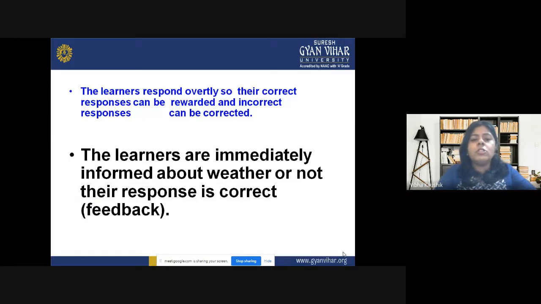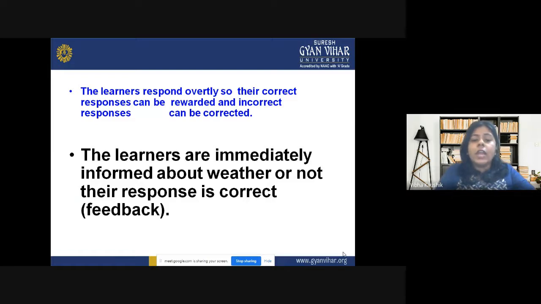The learner responds overtly, so their correct responses can be rewarded and incorrect responses can be corrected. Now, after reading the first amount of information, there are two or three questions which can be developed or framed on the basis of the information that has been shared by the programmer. Then, if the student has given the correct response, it can be rewarded, and the incorrect responses can be corrected by the learner.